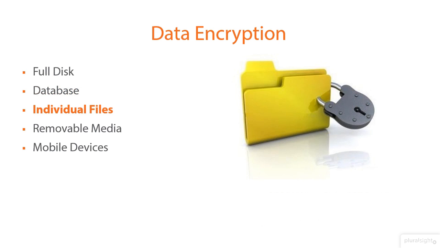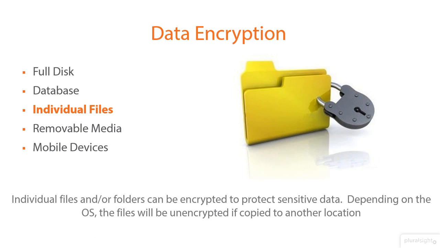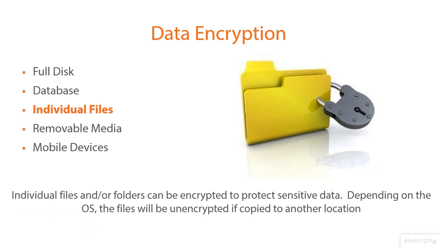Next up is data encryption for individual files. As you might guess, for individual files or folders, we can encrypt the data, obviously to protect sensitive data, and depending upon the operating system, files will be unencrypted if copied to another location. So just something to keep in mind. Just because we copy something and have it stored in a file or folder on a specific partition within our computer, if we copy that file or folder somewhere else, again, depending upon the operating system, it may decrypt on the fly, and it may land unencrypted.